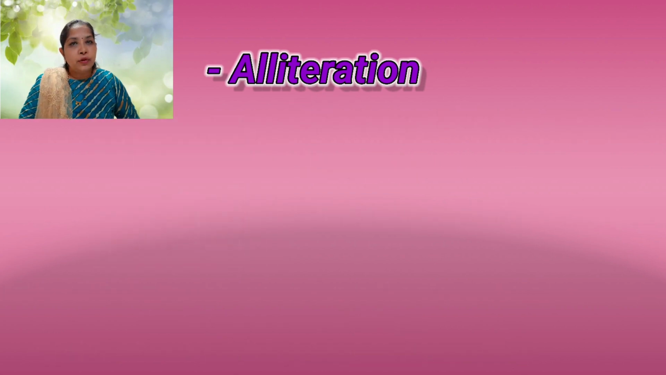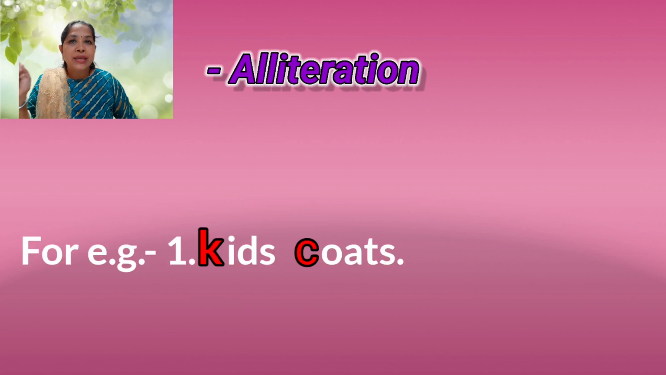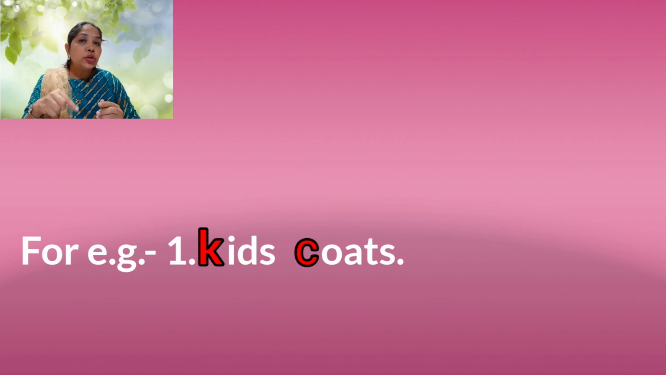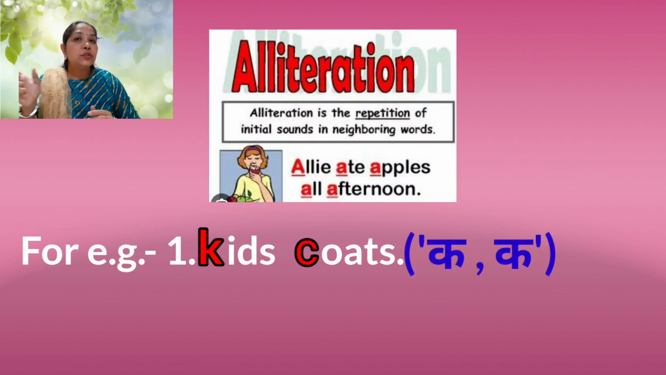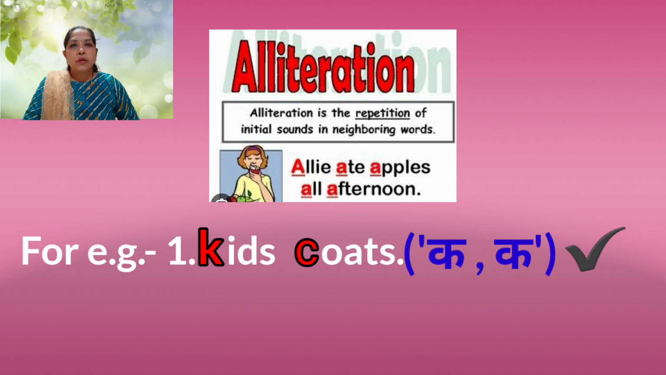Observe the example. First example. Kids quotes. The initial consonant letters of the words are different. That is K and C. But the initial consonant sounds are the same. That is kids quotes, k k. It means it is an example of alliteration.